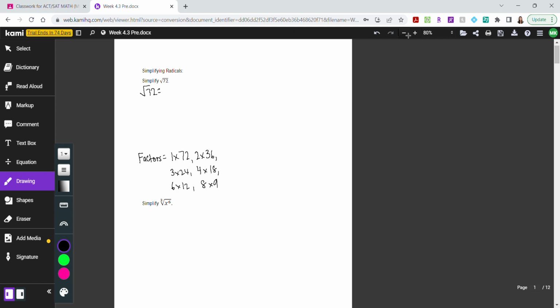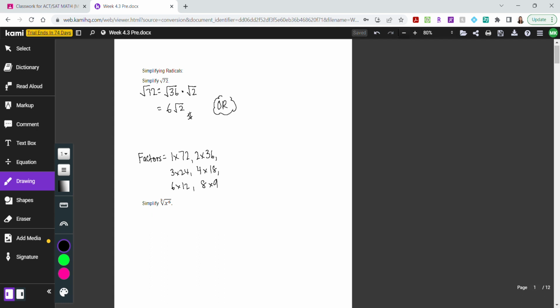So we look here, we have square root 36 times square root 2, right? Because 36 times 2 is 72. That would equal to square root 36 is 6. Square root 2 can't be simplified, so we're just going to leave it as it is. And that will be our answer, right? So this is one method that you can use to simplify the radical.